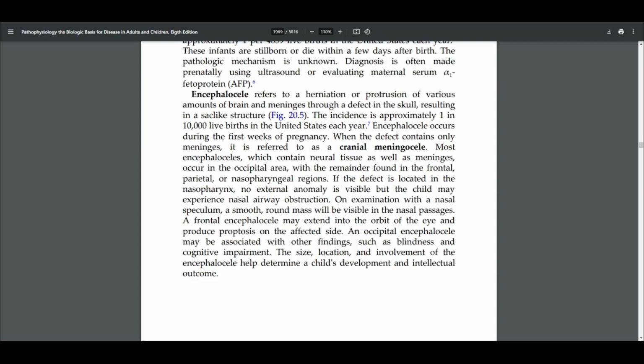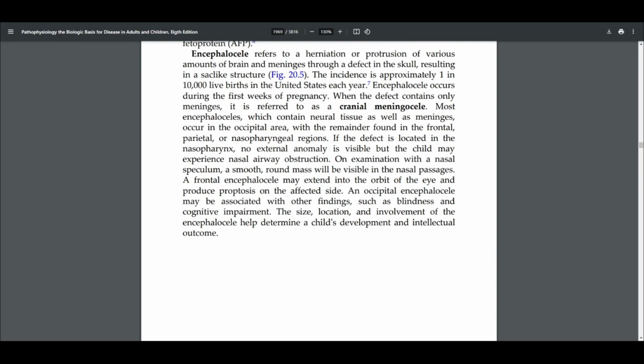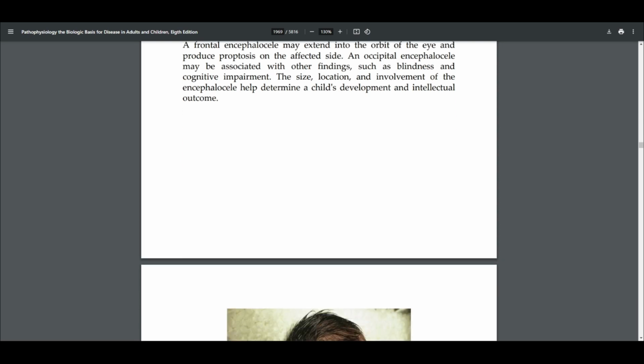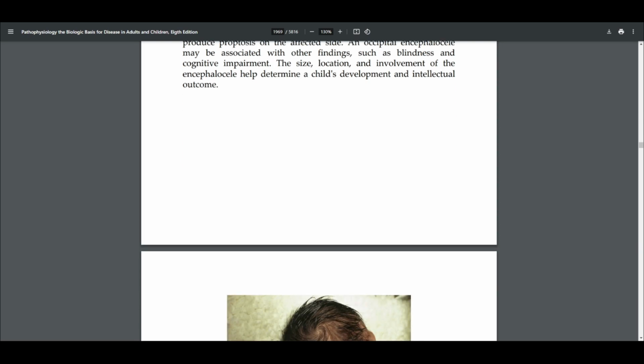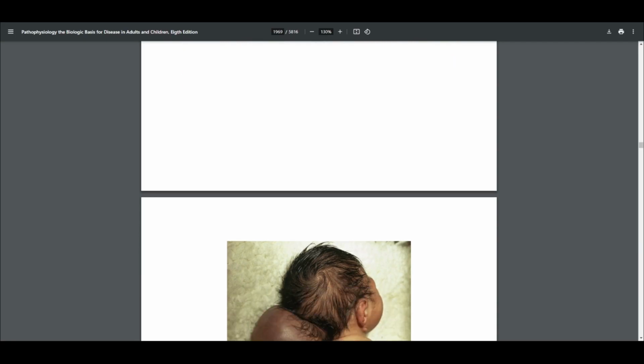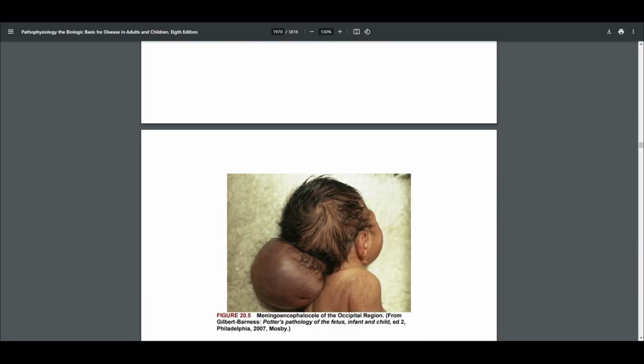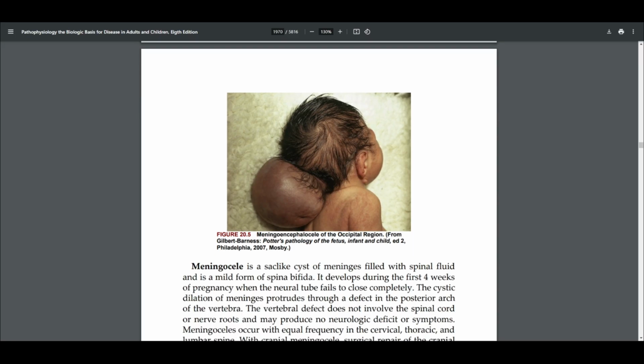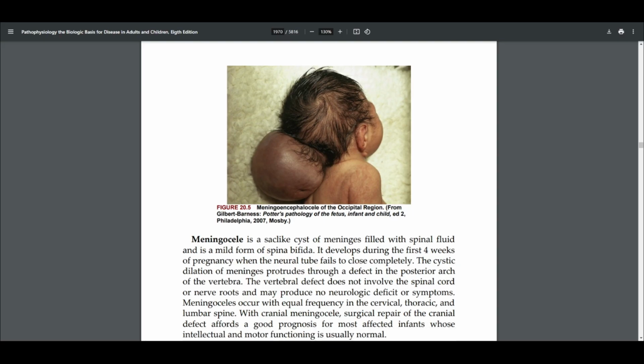A frontal encephalocele may extend into the orbit of the eye and produce proptosis of the affected side. An occipital encephalocele may be associated with other findings such as blindness and cognitive impairment. The size, location, and involvement of the encephalocele help determine the child's development and intellectual outcome. So here we're taking a look at a meningoencephalocele of the occipital region.